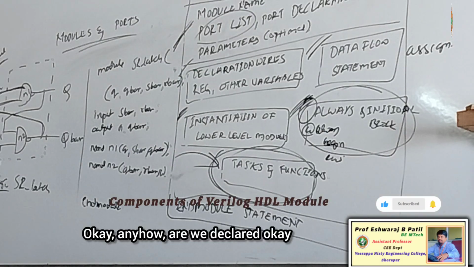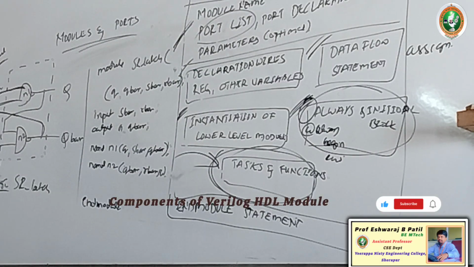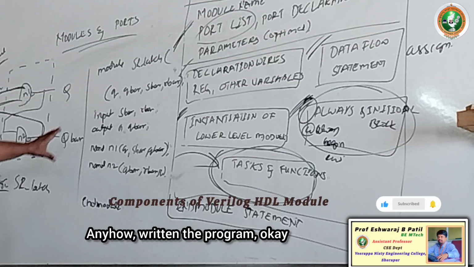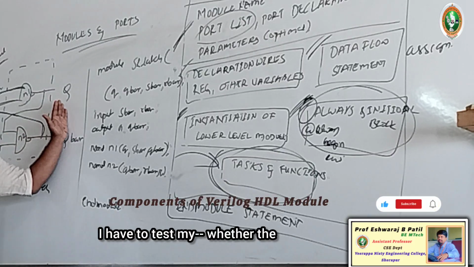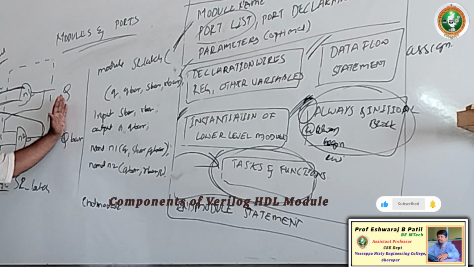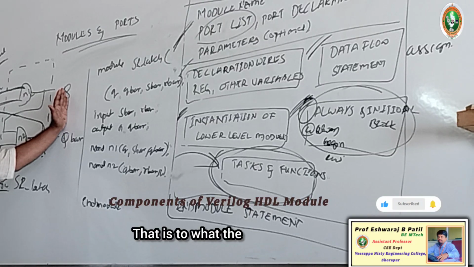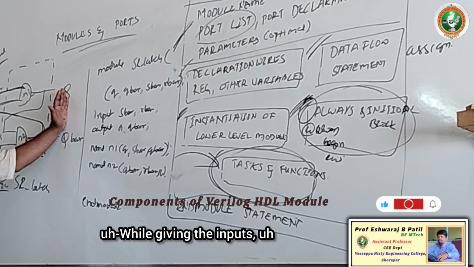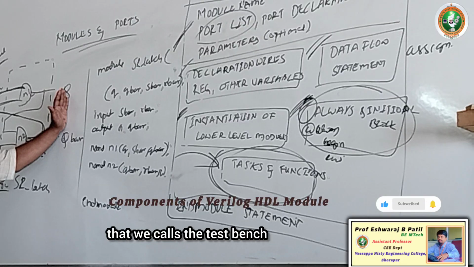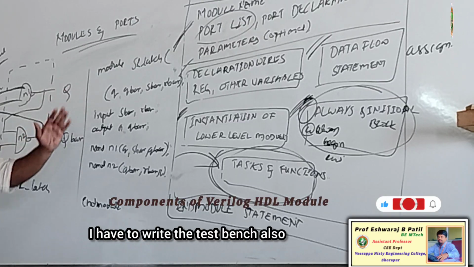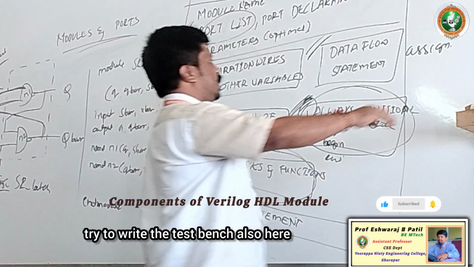Okay, anyhow we declared and written the program. I have to test whether my program is working properly or not. This is to be achieved by writing a program that gives the inputs in combinations, which we call the test bench. I have to write the test bench also. Just try to write the test bench here.